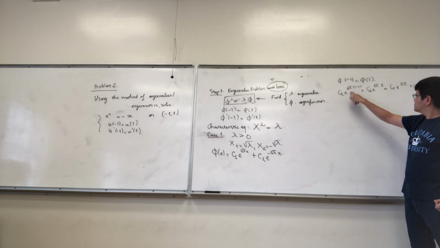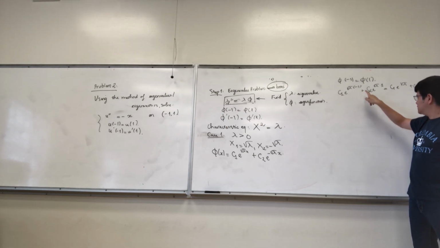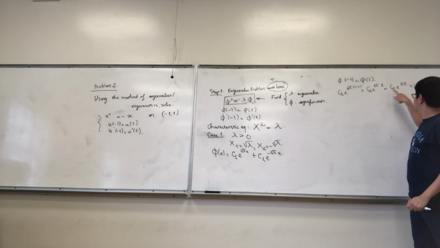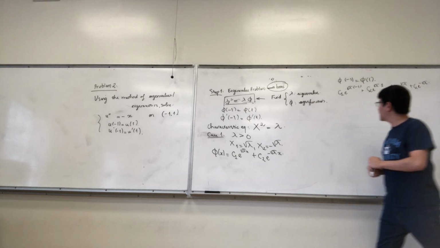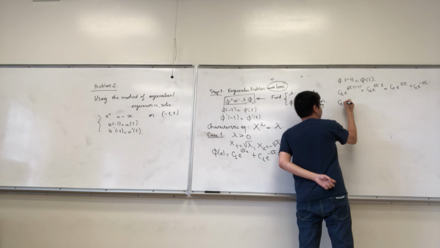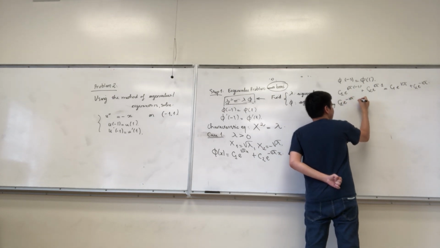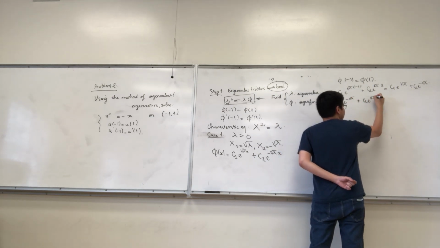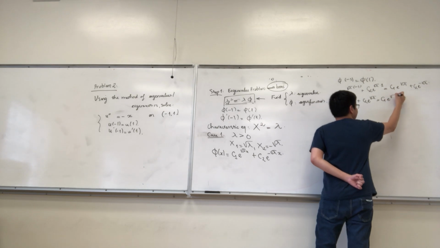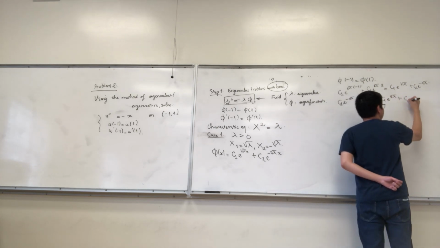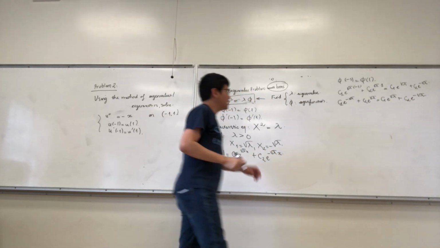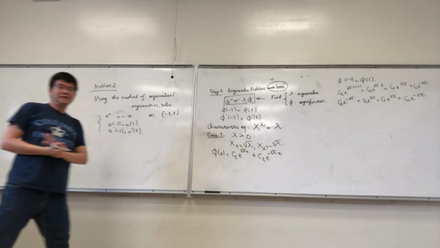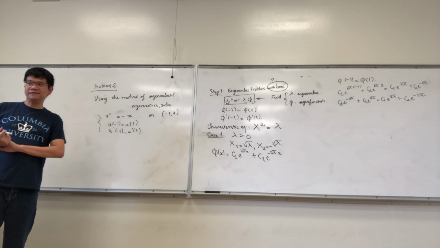I have C1 e to the square root of minus lambda times minus 1 plus C2 e to the square root of lambda times minus 1, and this is equal to C1 e to the square root of minus lambda plus C2 e to the square root of lambda. So then you have C1 e to the square root of minus lambda plus C2 e to the square root of lambda is equal to C1 e to the square root of lambda plus C2 e to the square root of minus lambda. Alright? Now what can I do next?